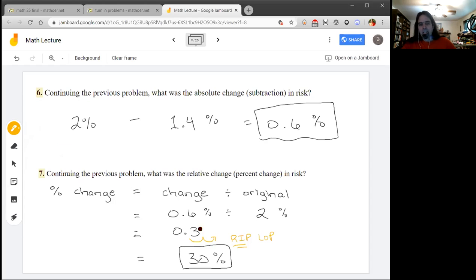So this is saying if you were destined to get breast cancer anyway, then it has a 30% chance the medicine helps you. It does cut down the fatality rate for people that actually had breast cancer.